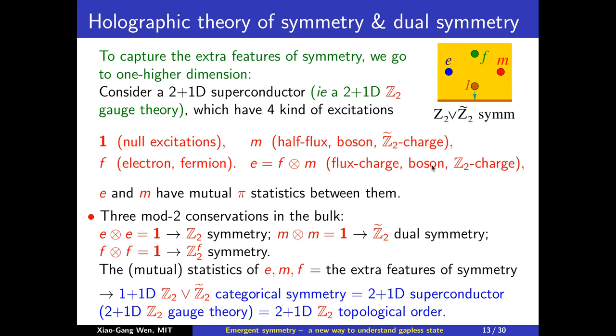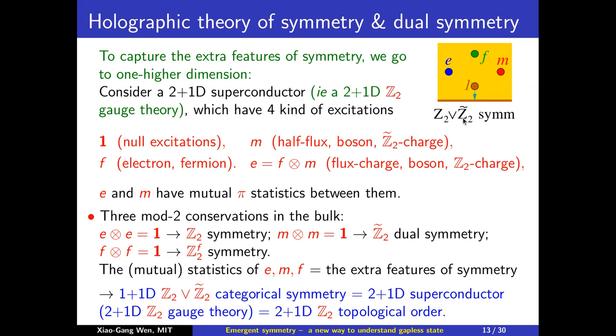So the bound state of F and M is a boson. We have two bosons, either M or E. These two bosons, E and M, have mod 2 conservation, with this fusion rule. The mod 2 conservation of E corresponds to the Z2 symmetry, and the mod 2 conservation of the half flux corresponds to the Z2 dual symmetry. They are both bosons, so they correspond to these two symmetries. Then the mutual statistics between E and M captures this actual feature. So that is the story: mod 2 conservation of E corresponds to Z2 symmetry, mod 2 conservation of M is the Z2 dual symmetry, and they also naturally capture this mutual statistics.